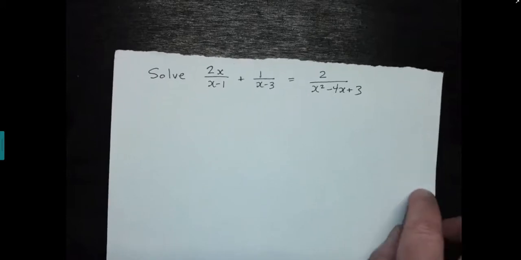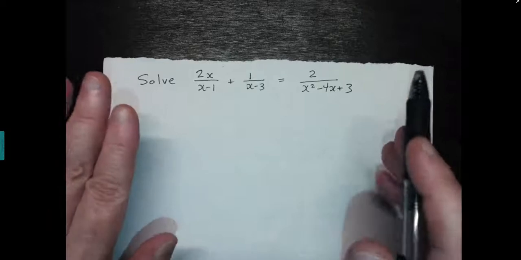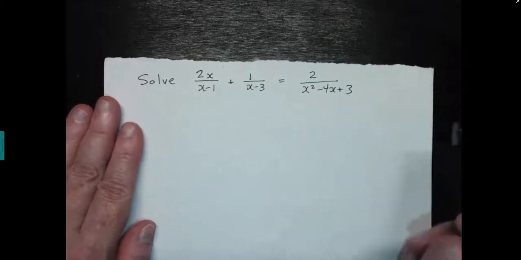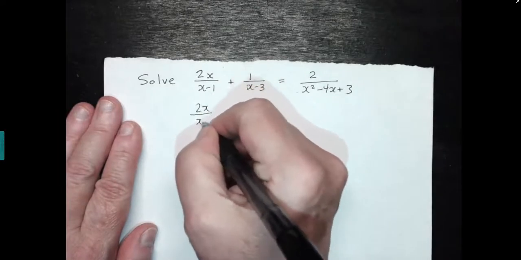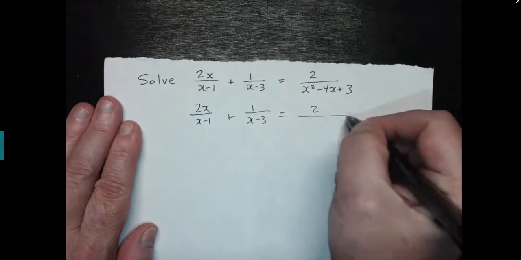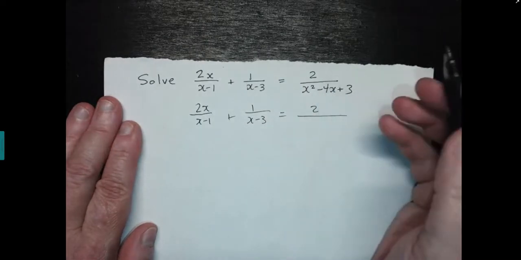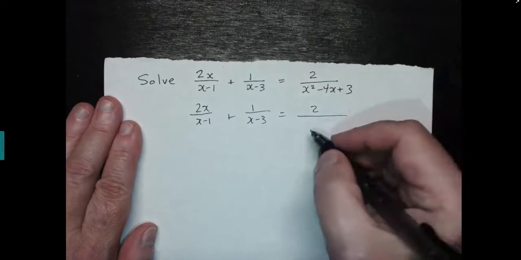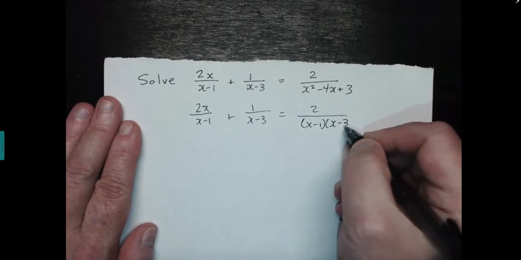First thing we need to do is to get the lowest common denominator, but before we do that, look for any factorization that you can do, and that will factor. Two numbers that multiply together to give you positive 3 but add up together to give you negative 4 would be negative 3 and negative 1. And so we can factor that.